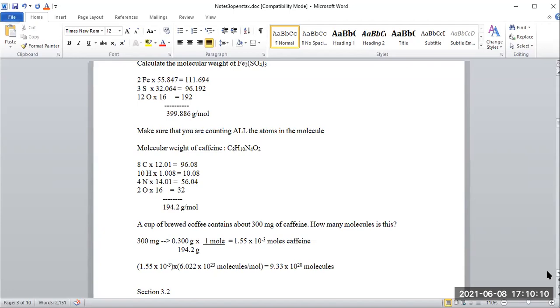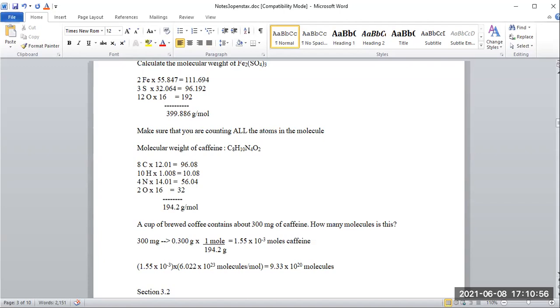I want to find out, in a cup of brewed coffee, not the nasty Keurig crap, an actual brewed cup of coffee, how many molecules of caffeine are in an average cup of coffee? So I did this in a couple of steps. I just suddenly realized one of my numbers is squished off to the side a little bit. All right. First thing I need to do is convert from milligrams to grams. We know that there are 1,000 milligrams in a gram. All I did was move my decimal place from 300 to 0.3.